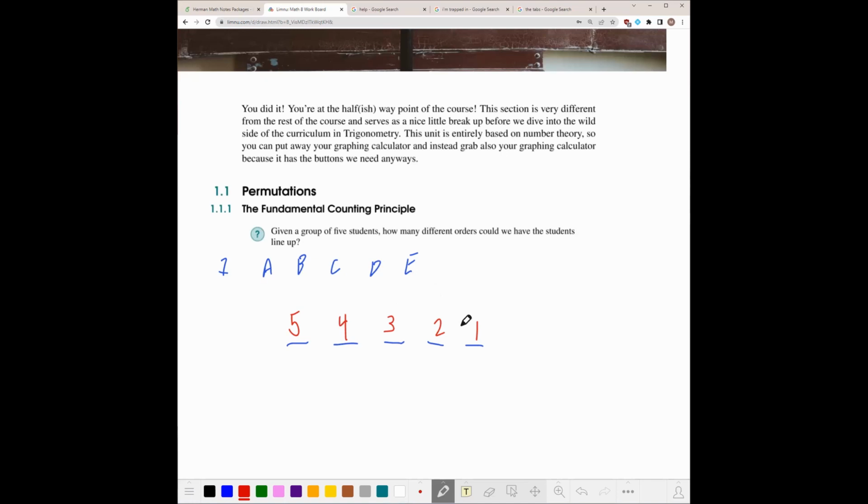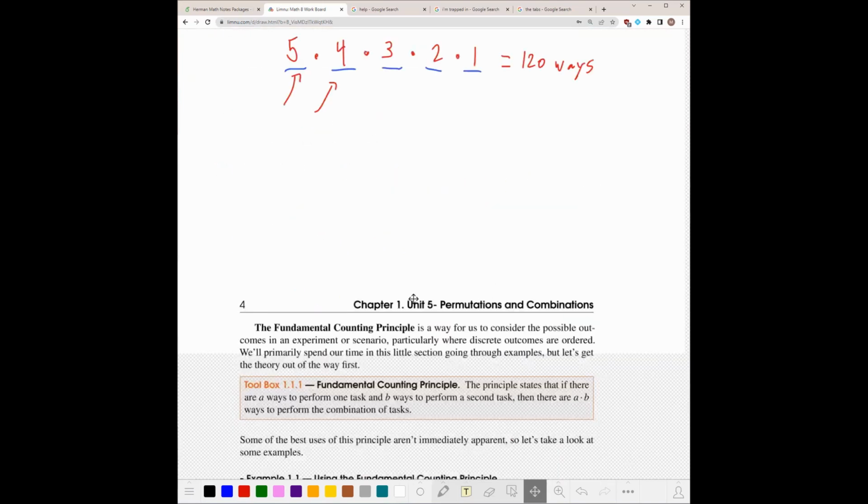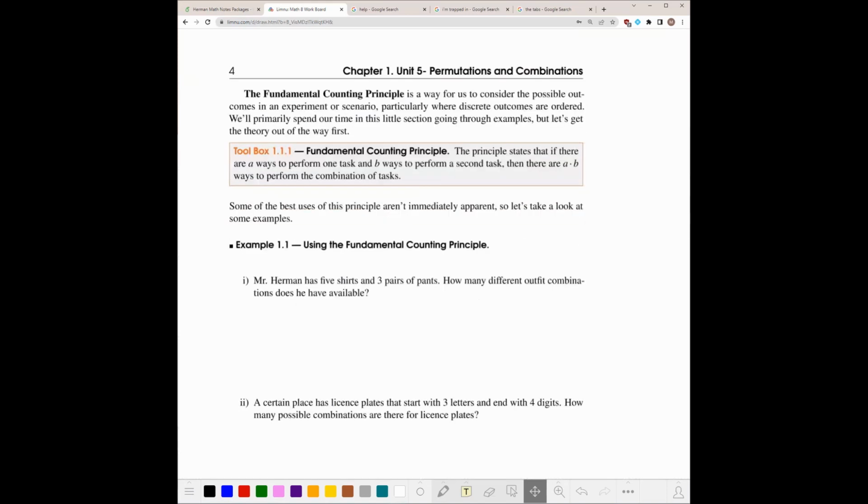Well, this is kind of an interesting sort of way of looking at it. If these are all different options, kind of like in probability, what we can do is we can multiply those different options together. And we're going to get a statement. 5 times 4 is 20, times 3 is 60, times 2 is 120, times 1 is still 120. We have 120 ways to do something. And this idea of taking these spots and filling them in has a name. And you probably guessed it. It's the fundamental counting principle.